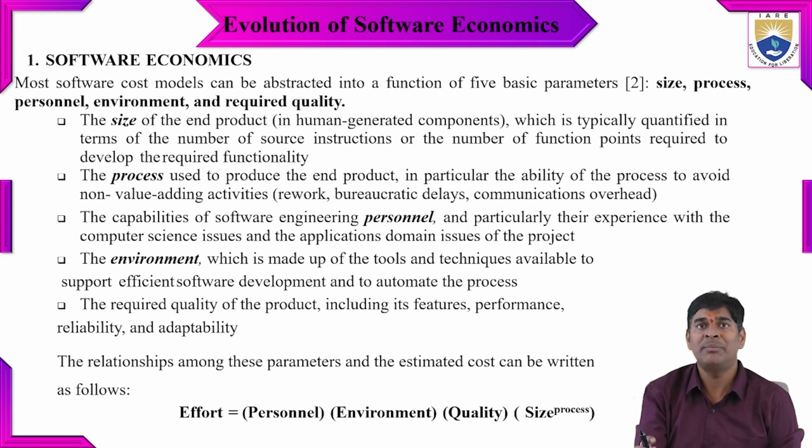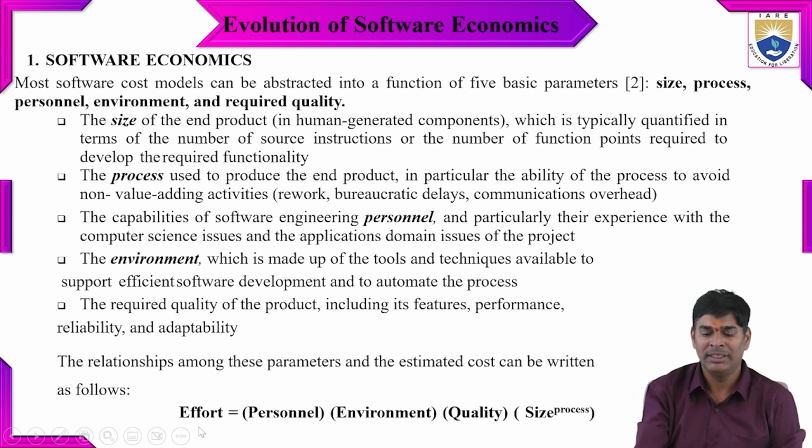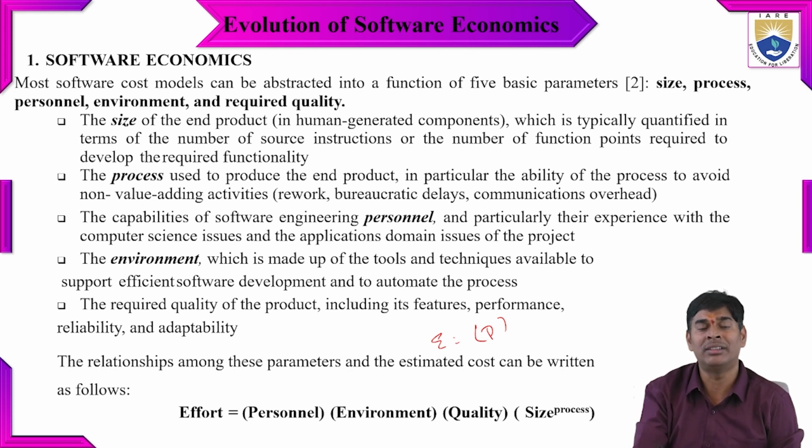Now we'll see the main relationship between these parameters to estimate the cost. So here we have the effort, which is equal to the personnel, meaning the persons who have experience in computer science and the issues of the project, and the environment, meaning the tools and techniques they are going to use here, and the quality. The quality has different types of metrics, for the number of features, performance, reliability, capability, availability, adaptability, like that.